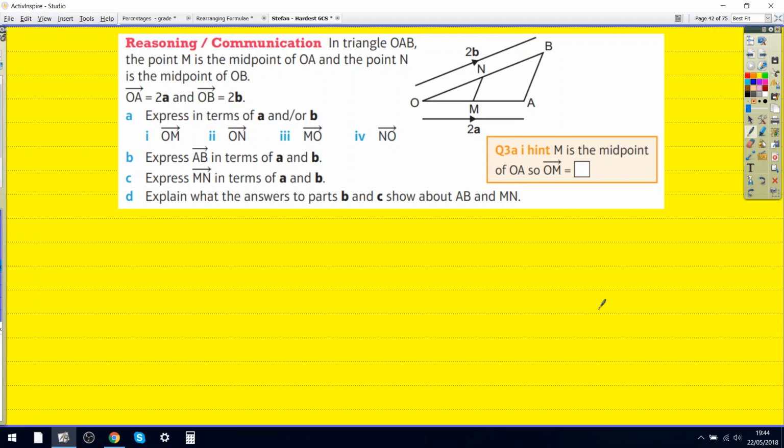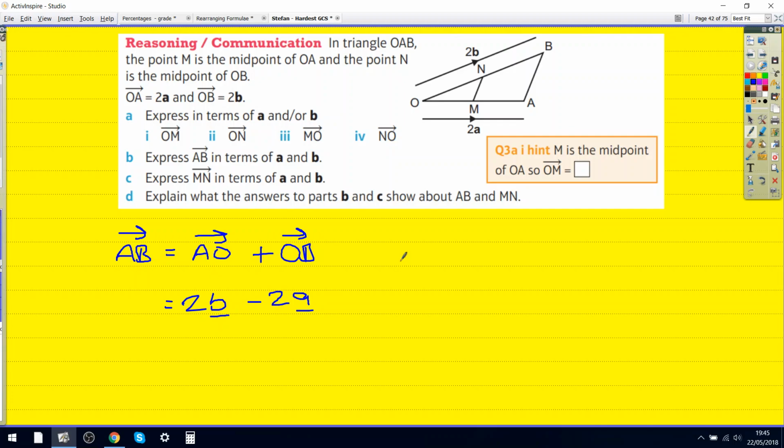Let me see. Maybe it's too easy. What would be O to M? O to M is O to A. Oh, it would just be A. And so what is M to O? M to O is minus A. And so what is A to B? A to B is A to O plus O to B, which is minus 2A plus 2B, which is just 2B minus 2A.